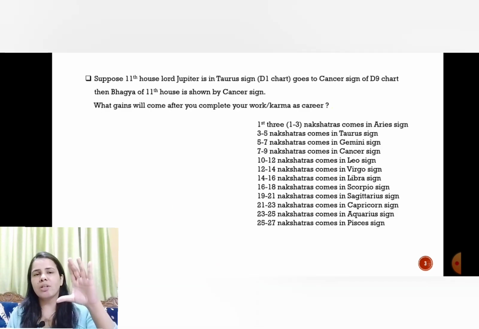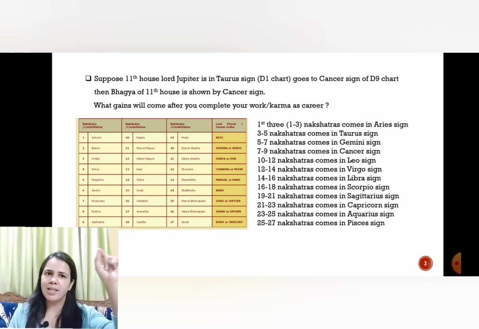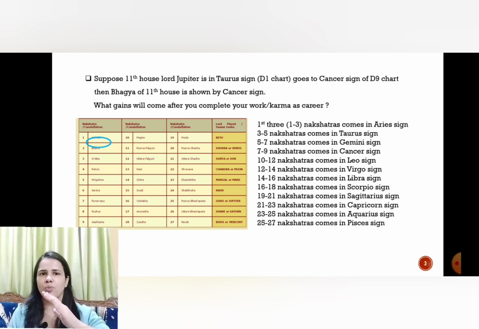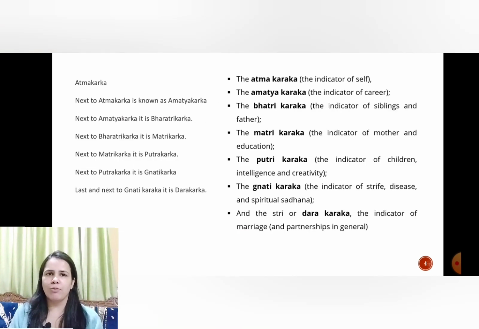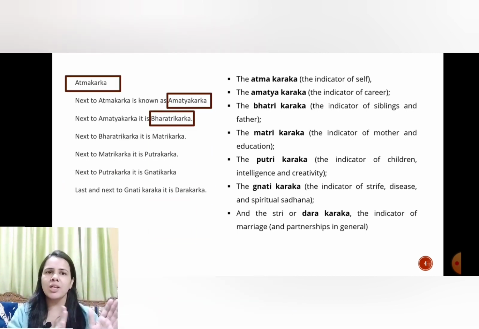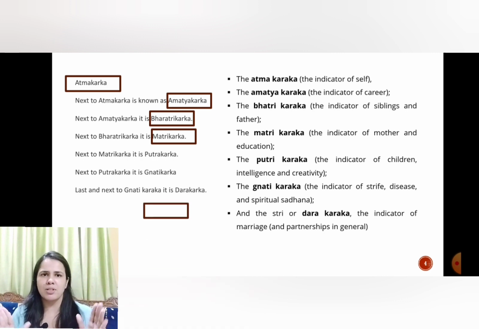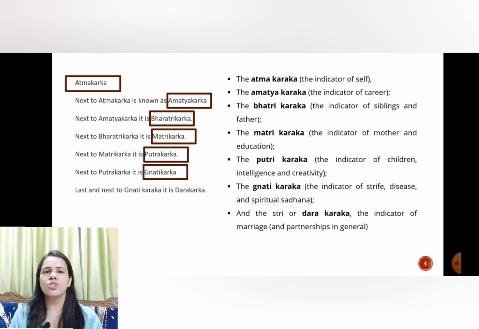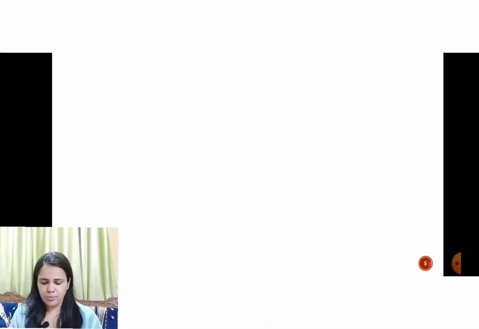All these 9 nakshatras come from Aries sign to Cancer sign, one by one. If you check, you will find it goes from Ketu to Mercury nakshatra only. And if you do the divisions, you will find out. These are all very basic things. You need to understand all these things first, then only you can judge what exactly is going to happen in Navamsa.